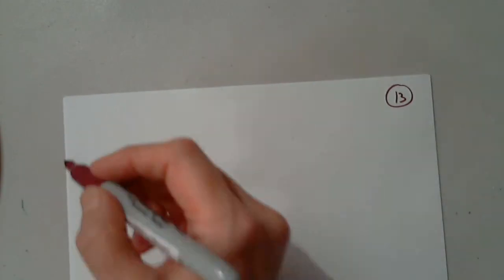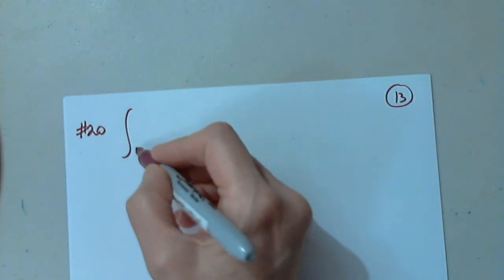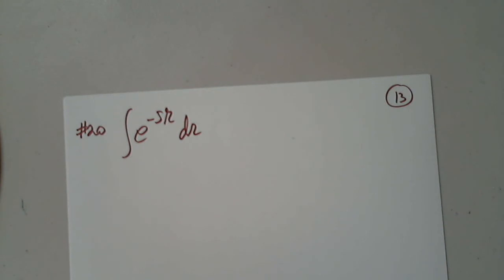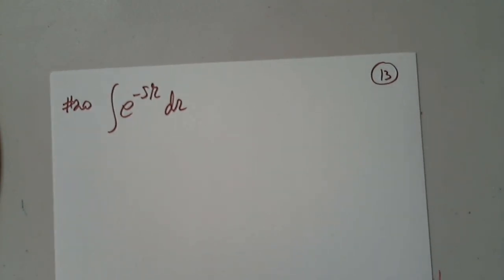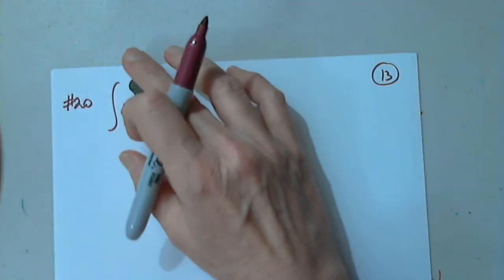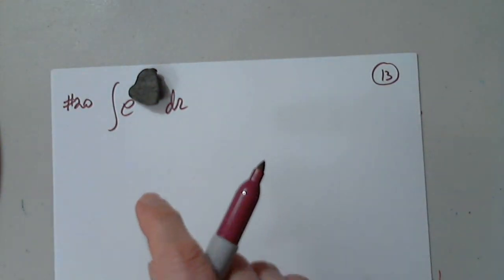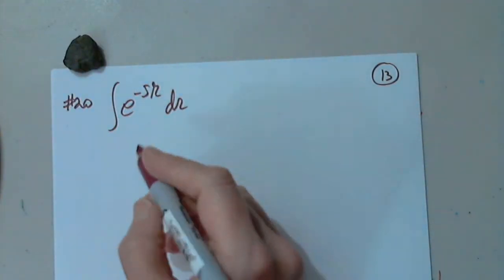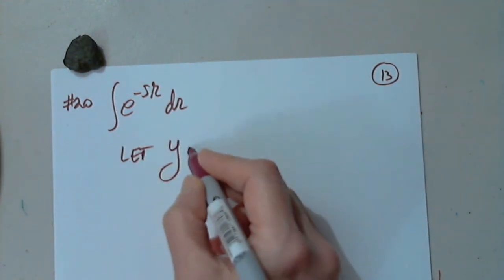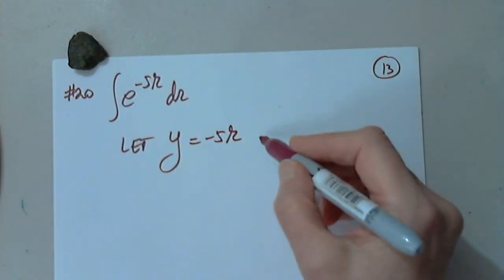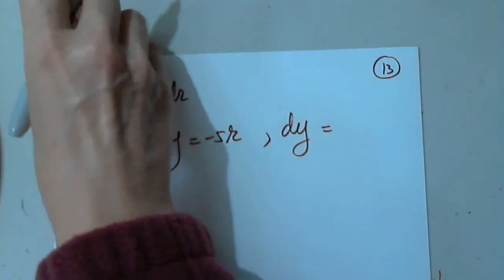Can we do number 20? Yes, number 20. So in 20, we have the integral of e to -5r dr. Awesome. Okay, e to something is friendly. That's friendly. But I don't like that power. It's a function, it's not plain x. So I will say, let y be -5r. Any letter, it doesn't matter, as long as I can determine dy.